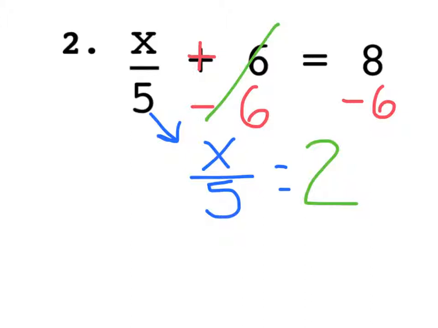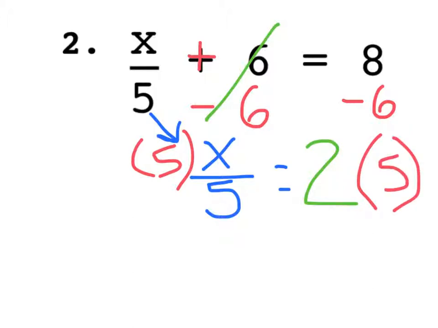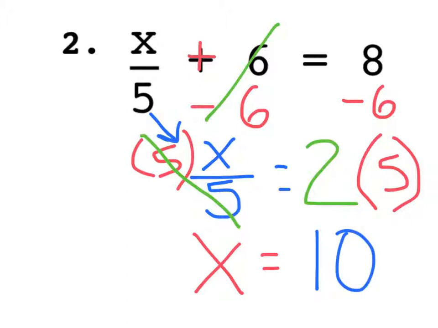Now I know that we need to do some multiplying. So this is x divided by 5. The opposite of division is multiplication. So I'm going to multiply both sides by 5, the left side by 5, and the right side by 5. The 5's cancel out because this is on top. 5 divided by 5 is 1. So all that we're left with is x on the left side. And so now we're going to find out what x is equal to. 2 times 5 is 10. And that is our answer. X equals 10.